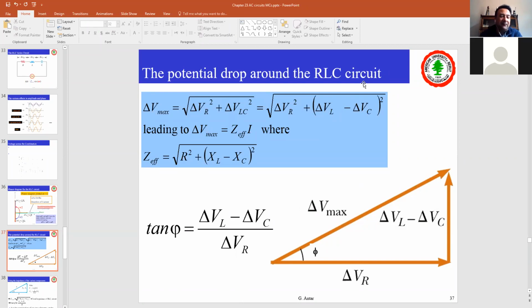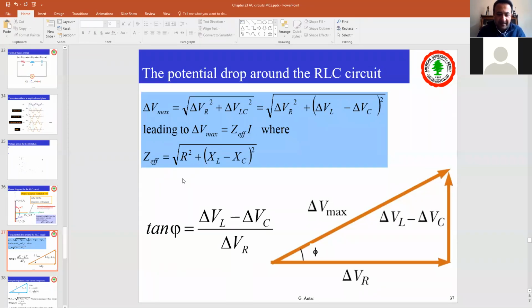Okay. I replace delta VR by I max R, delta VL by XL I max, and delta VC by XC I max, and then I'm going to have delta V max equal to Z multiplied by I max, where this impedance or reactance is equal to the square root of R squared plus (XL minus XC) squared. Furthermore, I can calculate the phase phi as tangent of phi equal to delta VL minus delta VC, this value here, divided by delta VR, which is this value here. And so once again, I have delta V max, which is the amplitude, equal to I max Z.